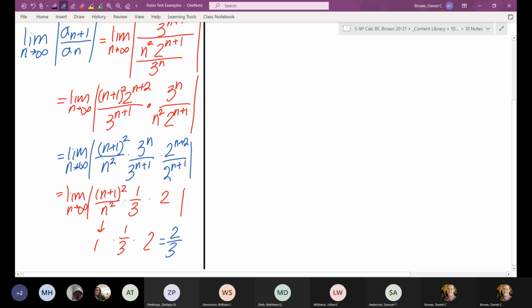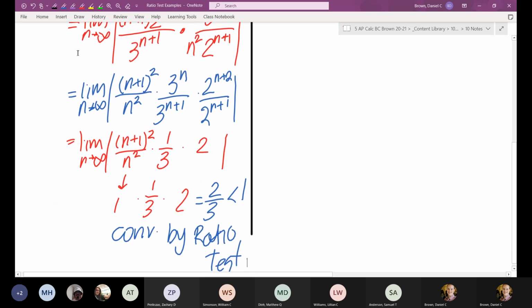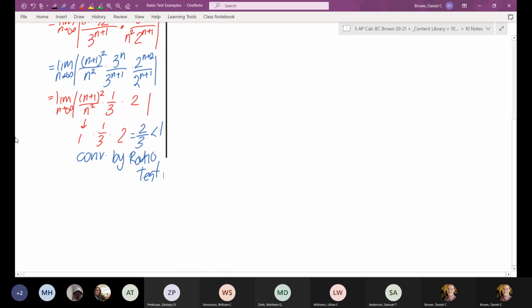And then we do want to state why that limit is important. What is 2/3? Less than 1. Since 2/3 is less than 1, what do we know about the series that we're talking about? The series converges by the ratio test. So I'm going to zoom back out so you can see everything.